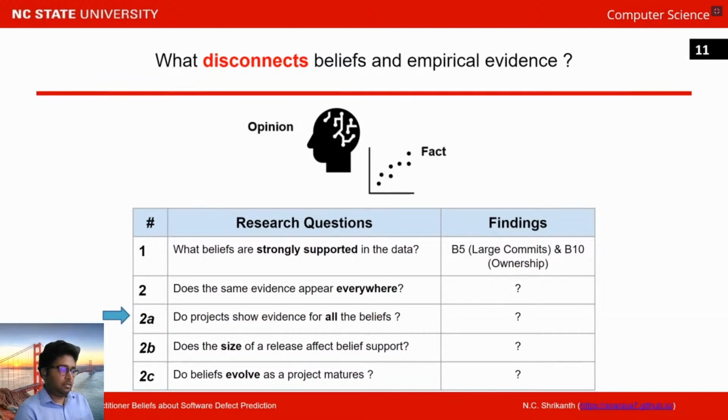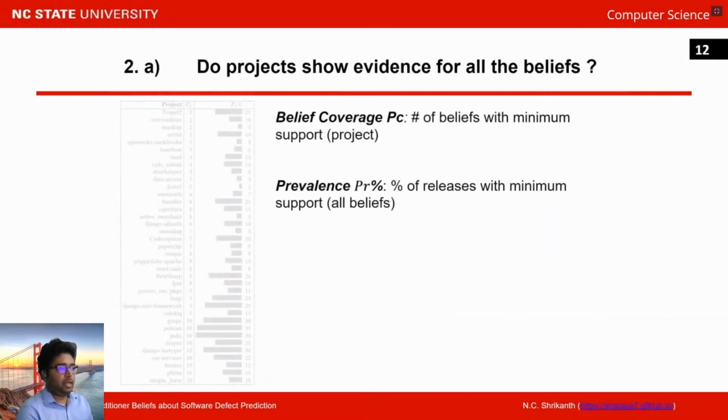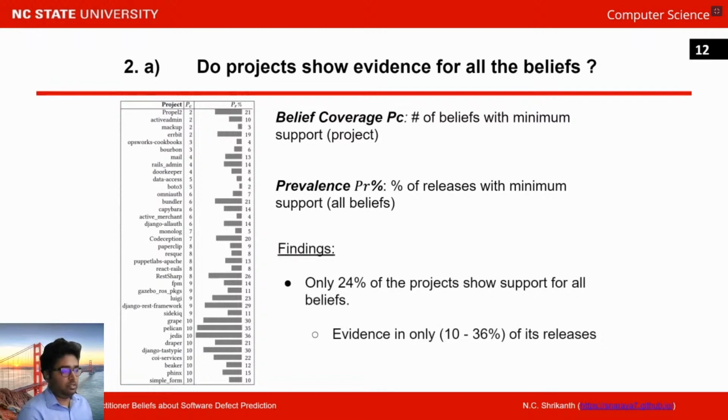But to answer the second question, we divided it into 3 sub-questions. One of them is, do projects show evidence for all beliefs? So let's say you're a practitioner working on a set of projects. You have some beliefs that this is what causes defects. Then you move on to a different project. Maybe a belief may not hold true in those projects. So similarly, among the 37 projects, only 24% of the projects show support for all the beliefs. So your personal experience can let you down if you are a subject matter expert.